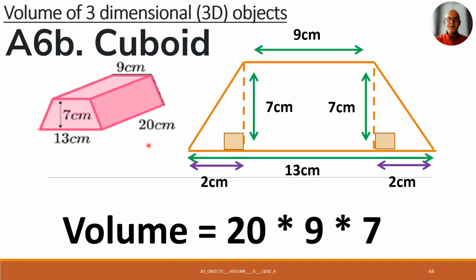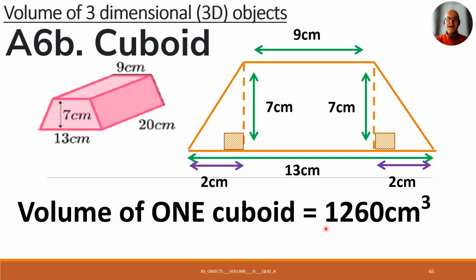So length 20 centimeters, width 9 centimeters, because this is the cuboid we're going to work out now. So the width of the cuboid is 9 centimeters and the height is 7 centimeters. So the volume of the cuboid, which we're going to add to the volume of the 2 triangular prisms, is 20 times 9 times 7. And that equals 1260 centimeters cubed. So we now have the volume of the 2 triangular prisms and the volume of the 1 cuboid.